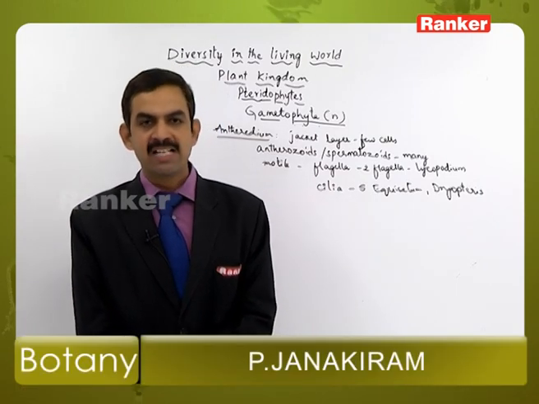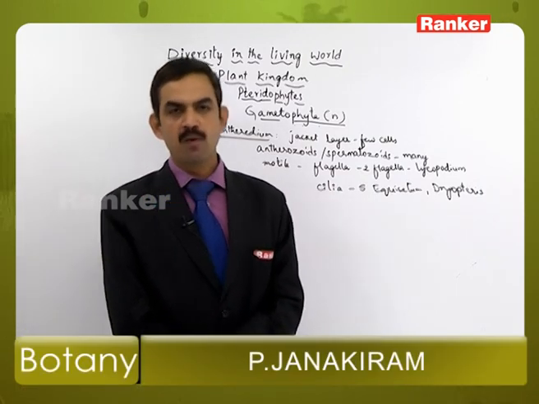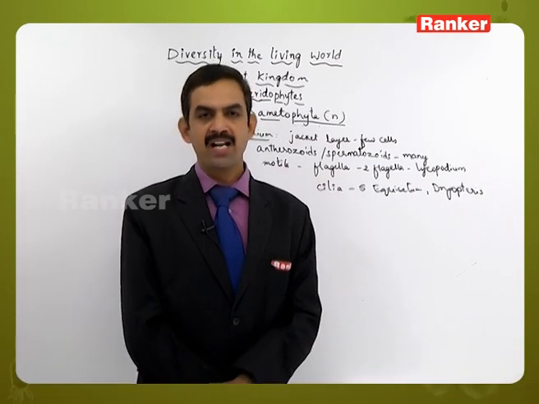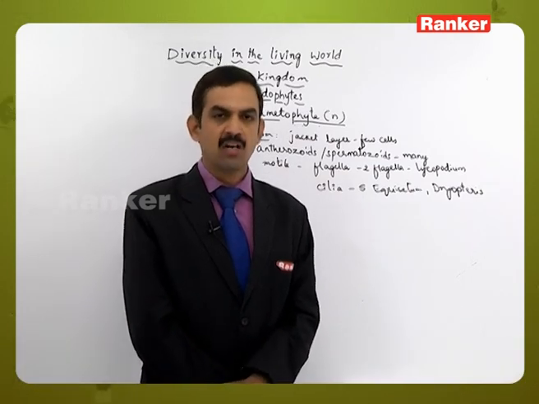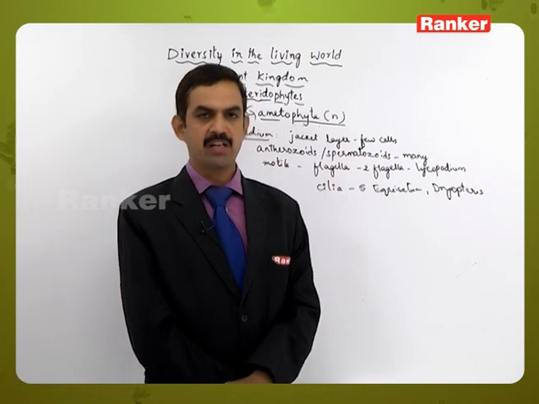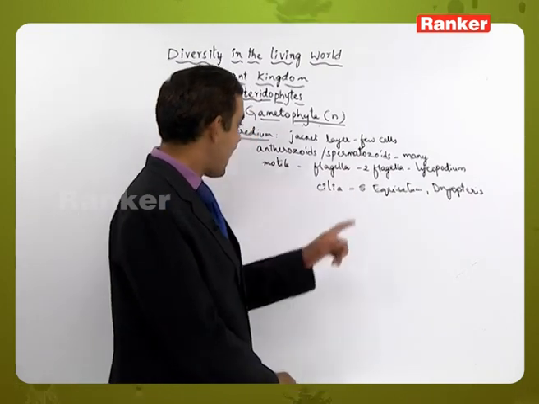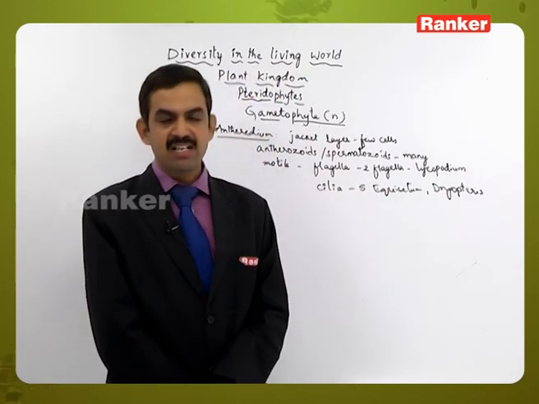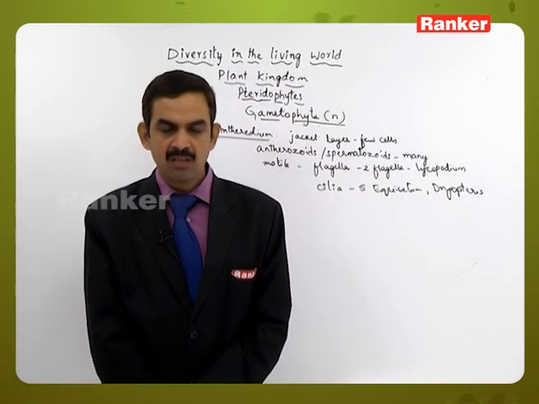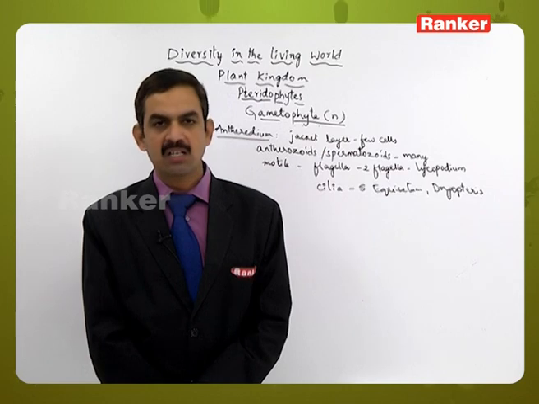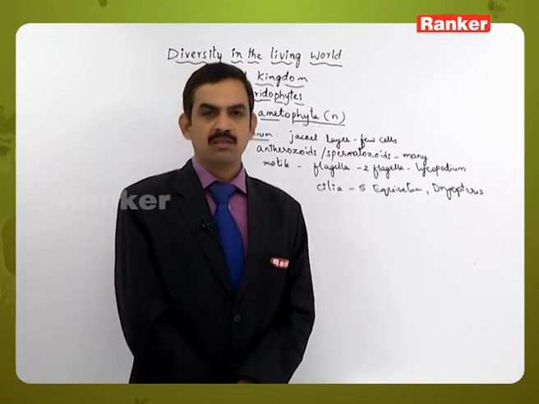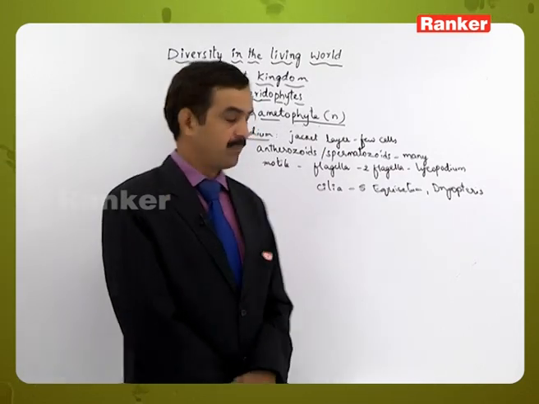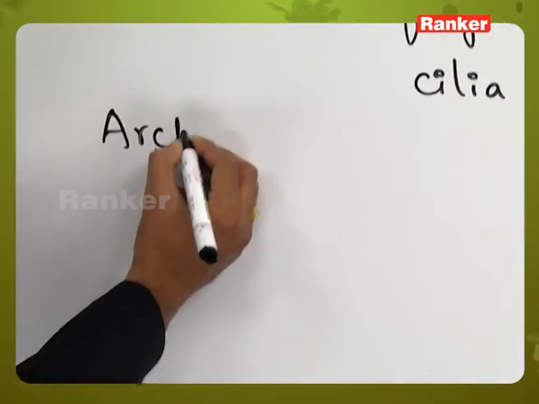reproduction water is necessary. This is a common feature shared by bryophytes and pteridophytes, that is, water is necessary for sexual reproduction. Why? Because the antherozoids are motile in nature, they swim in the water and get attracted towards the archegonium. So for that purpose they need water. Then the next one is the archegonium.